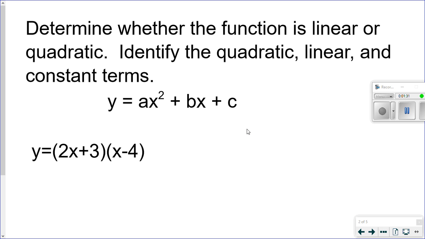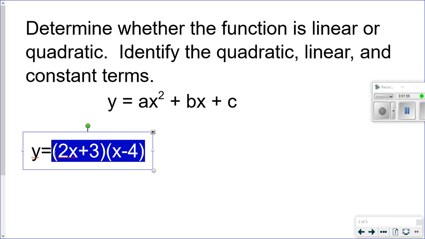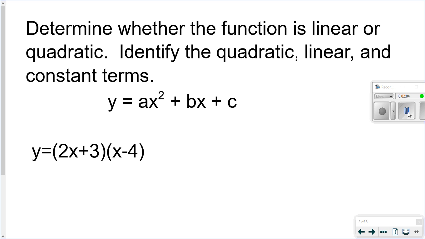Okay, determine whether the function is linear or quadratic, and then identify the quadratic, linear, and constant terms. So what you have to do, here's our quadratic standard form. We're given y equals (2x plus 3) times (x minus 4). Just by looking at it, you might say, oh, there's not a quadratic term, there's not an x squared, therefore it's linear. And you would be wrong if you thought that. What you have to do is first simplify the equation that you're given. So let's first simplify that.